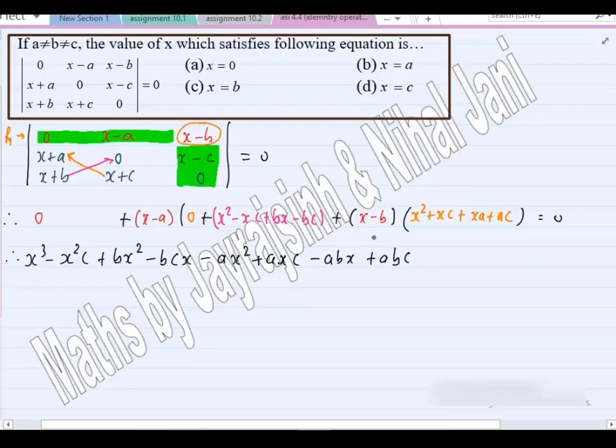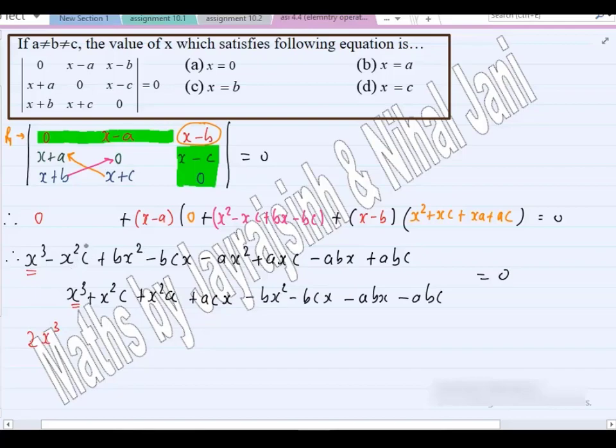Now let's simplify the second term. Similarly, we will get x cube plus x square c plus x square a plus acx minus bx square minus bcx minus abx and minus abc is equal to 0. Now let's simplify. x cube plus x cube will give us 2x cube.